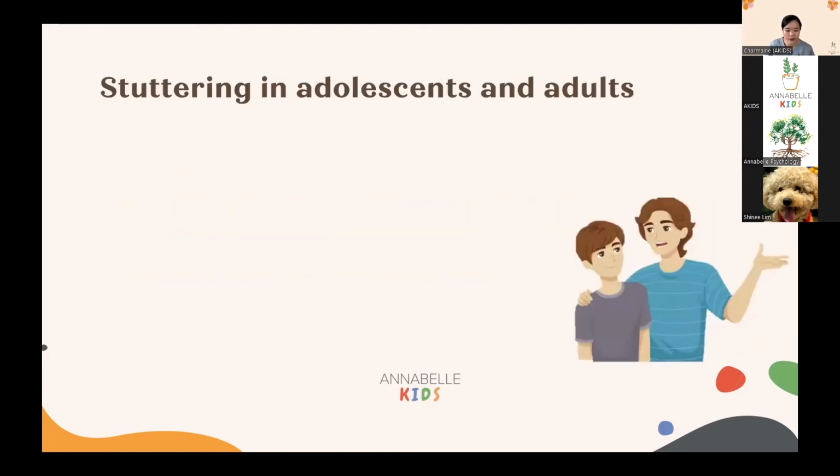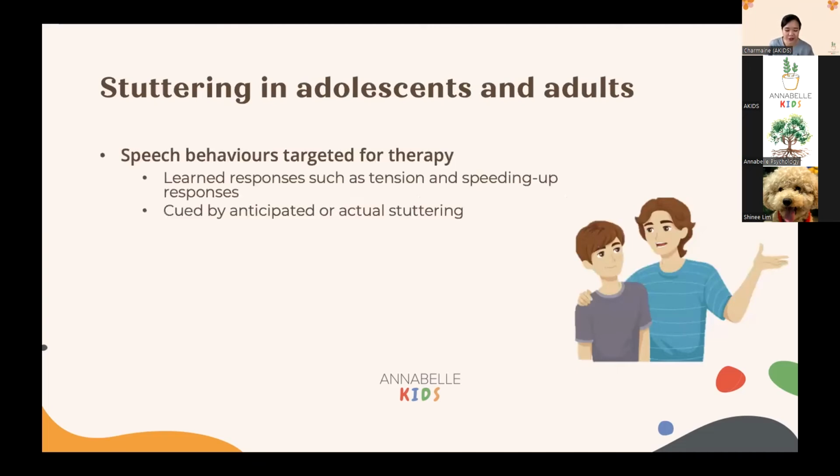And in adolescents and adults, this also looks different from treatment of children, because adults and adolescents would be considered what we call advanced stutterers, because they have lived their childhood and they've lived for a long time with a stutter. So sometimes they feel differently and they may have different kinds of speech behaviors as well, because they would have learned to stutter with a lot of tension. They may have a lot of speeding up responses, and they may have these behavior responses whether they actually stutter or not. So sometimes they think that they're going to stutter and then they start tensing up or they start speaking differently. Right. So these are behaviors that we want to target for therapy.